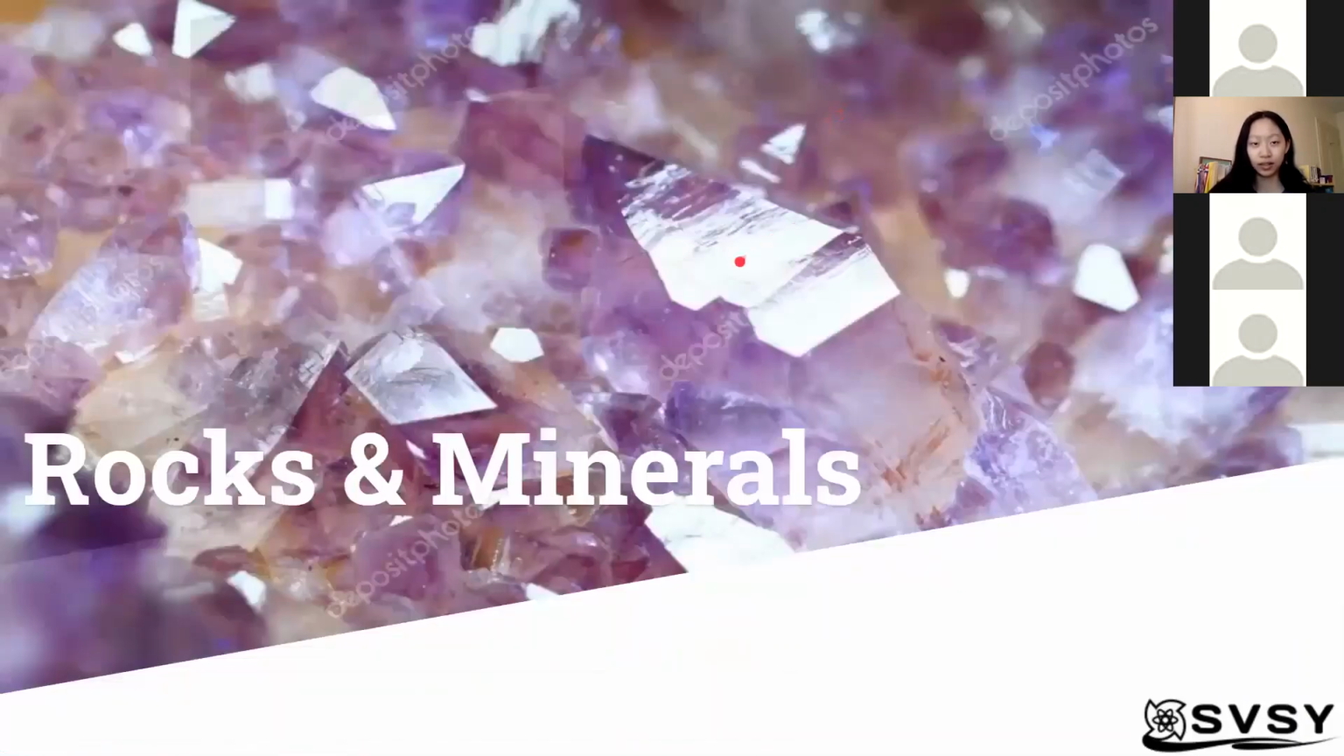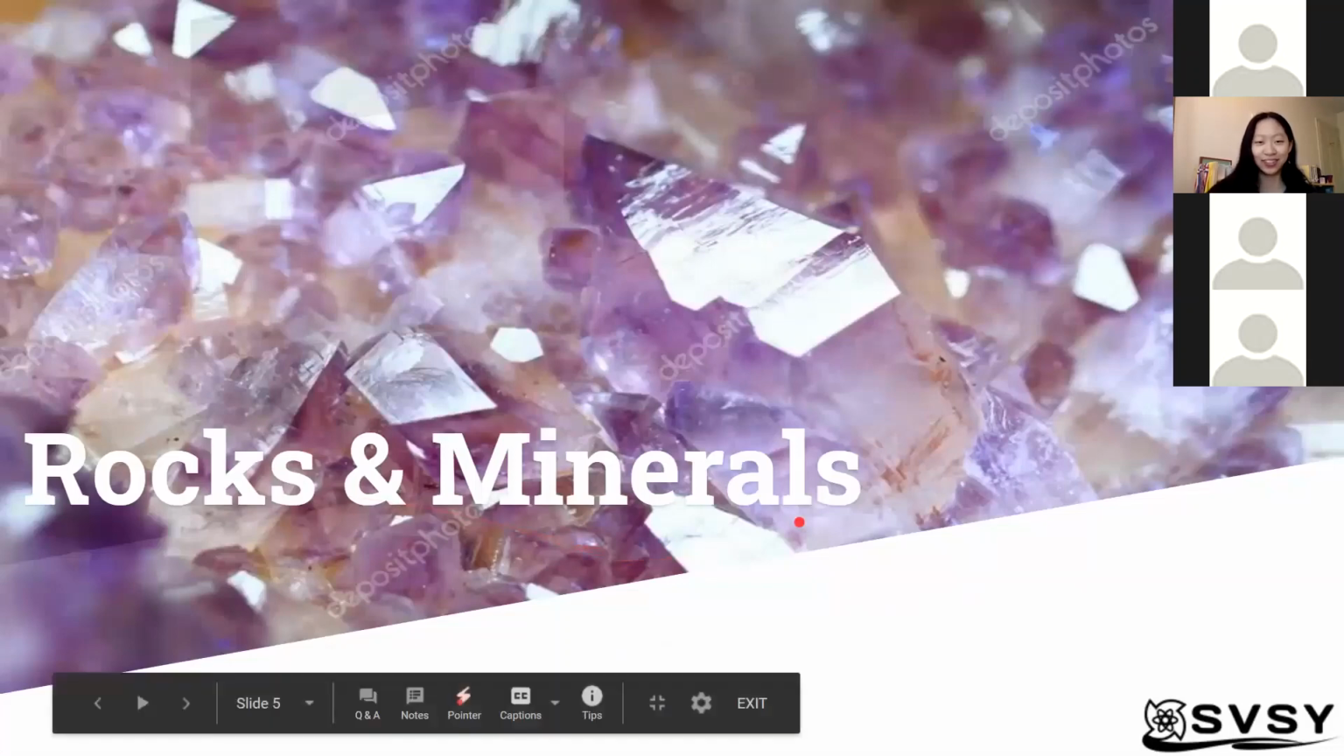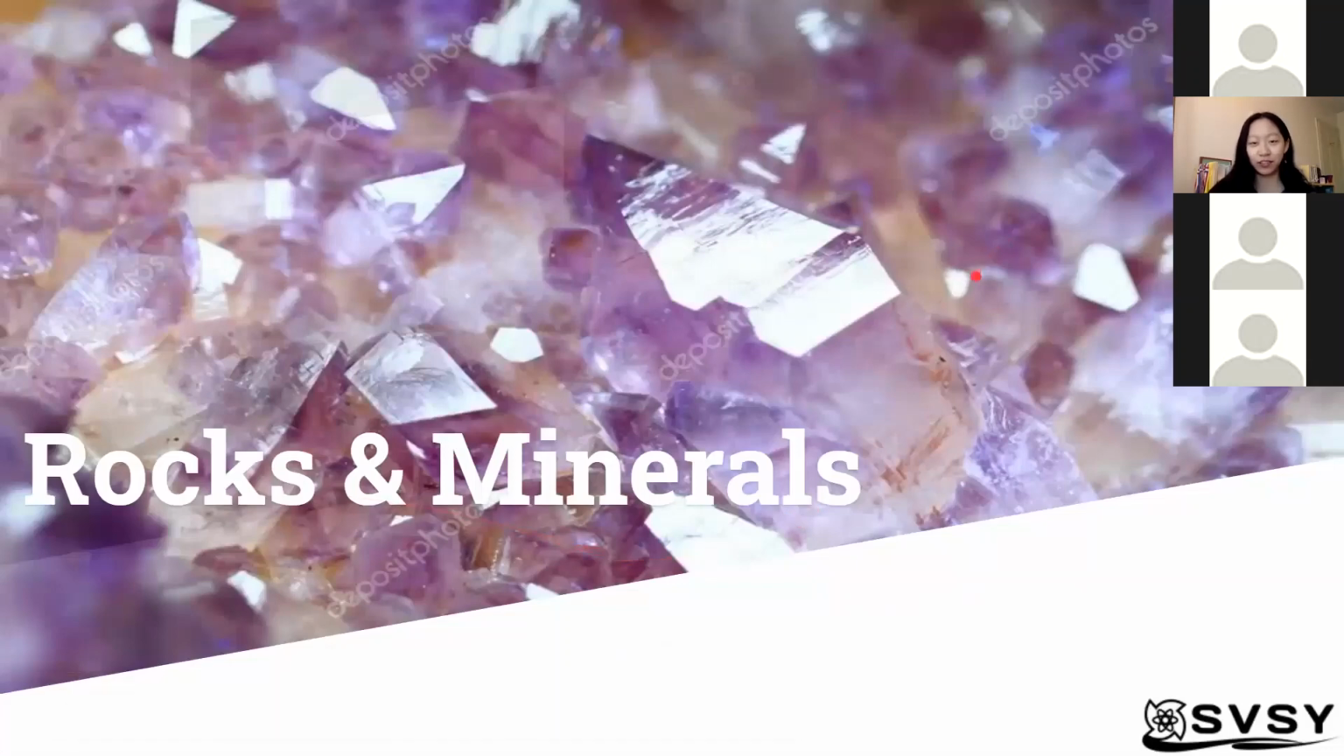Okay. So first up, we have rocks and minerals. For those of you who are curious, this background is amethyst. That's a type of quartz, and it's also the birthstone of February. So if anyone's born in February, then shout out to you, I guess.